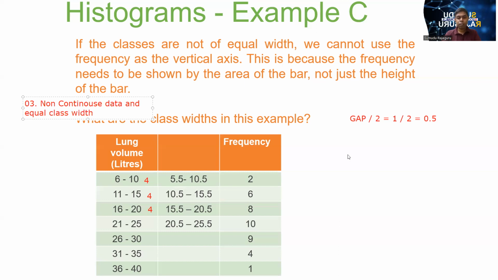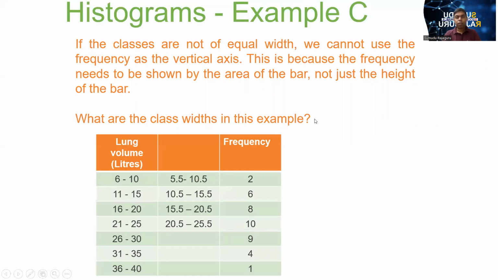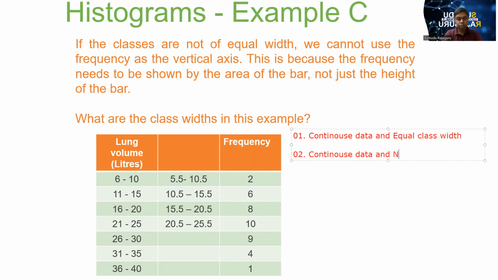Right. So what is the fourth one? Now I'm typing all the possibilities in the histogram here. The first one is continuous data and equal class. Then the second one, continuous data and non-equal class.